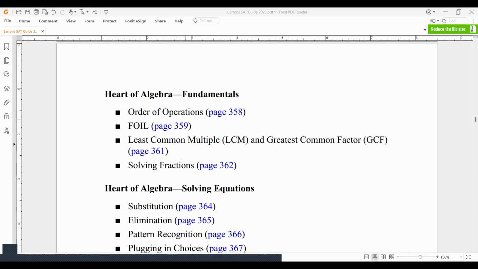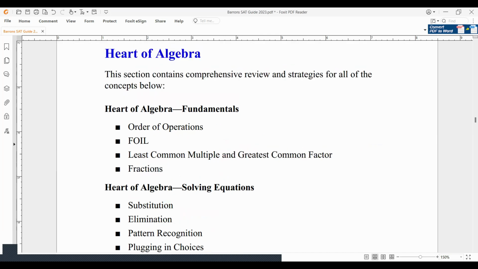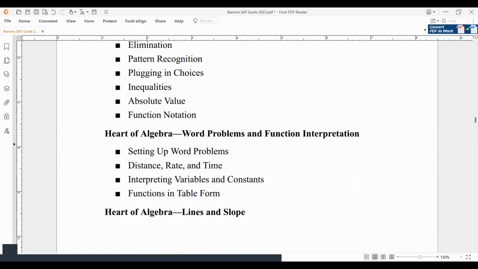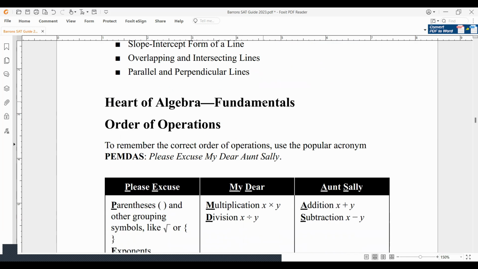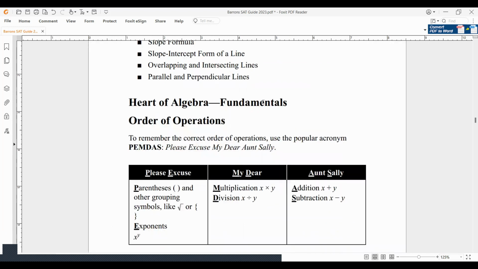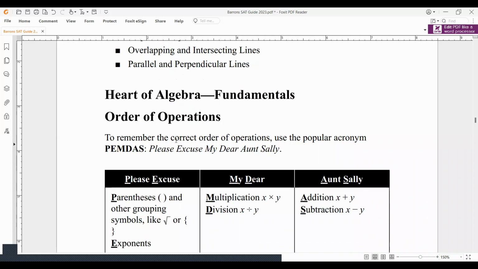We're just going to start with the heart of algebra fundamentals and the order of operations. So the order of operations, let's see what we are going to focus on. I think we are already quite familiar with this, the order of operations, the PEMDAS rule. The PEMDAS rule is basically just saying which operation you need to do in the exact correct order.